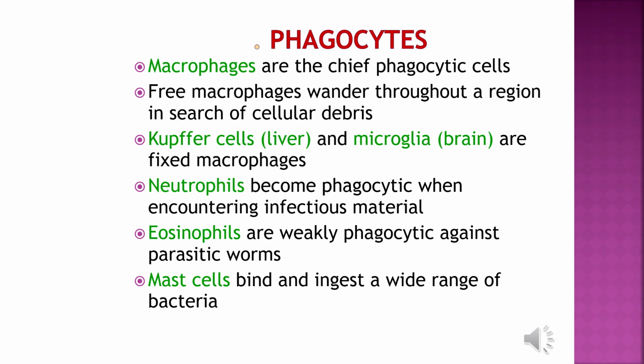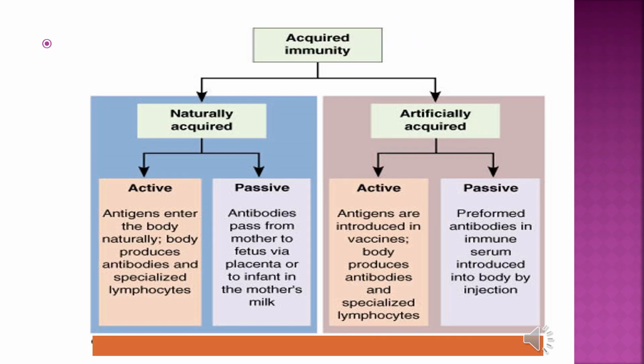Then phagocytes: macrophages are the chief phagocytic cells. Free macrophages wander throughout a region in search of cellular debris. Kupffer cells present in the liver and microglia present in the brain are fixed macrophages. Neutrophils are phagocytic when encountering infectious material. Eosinophils are weakly phagocytic against parasitic worms. Mast cells bind and ingest a wide range of bacteria. So all these types of phagocytes inhibit or kill microbes.